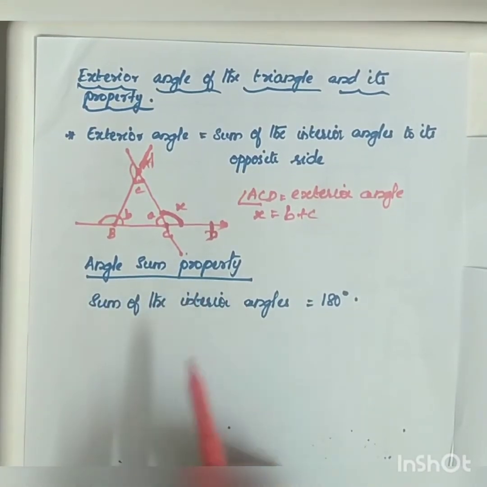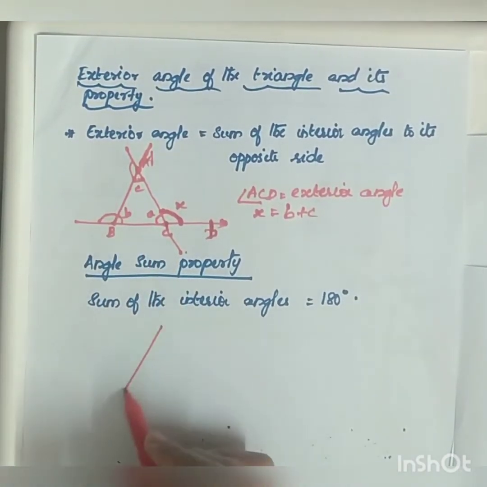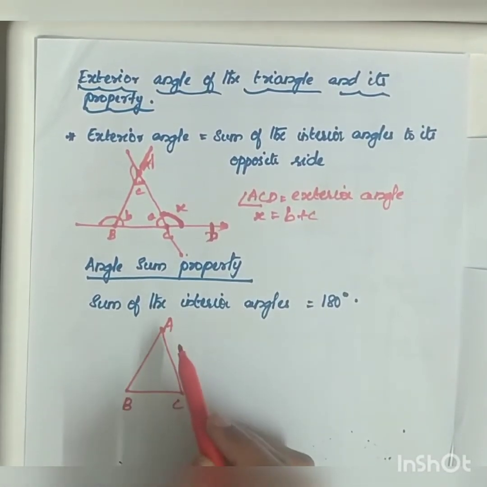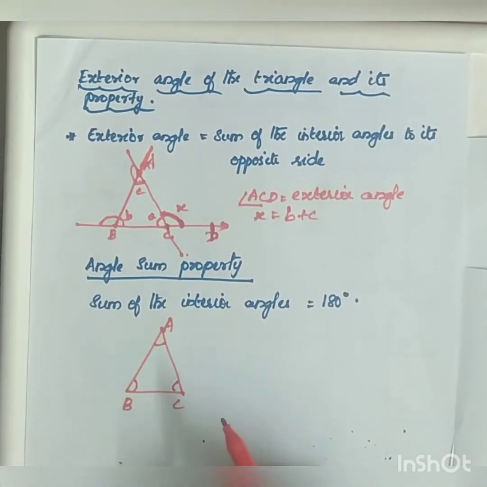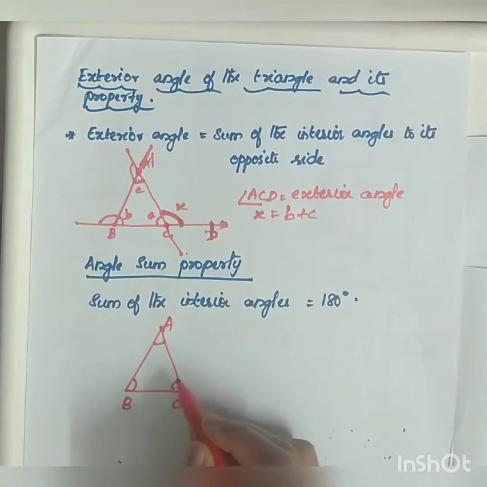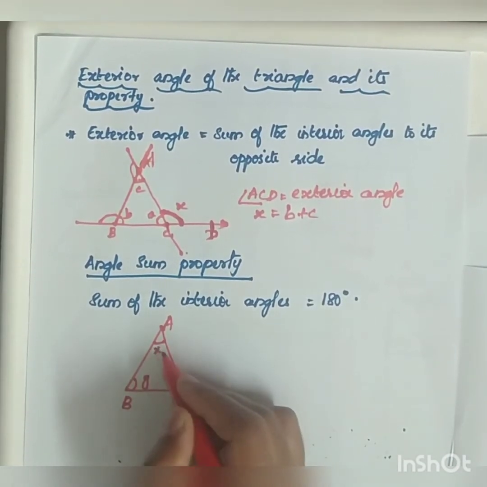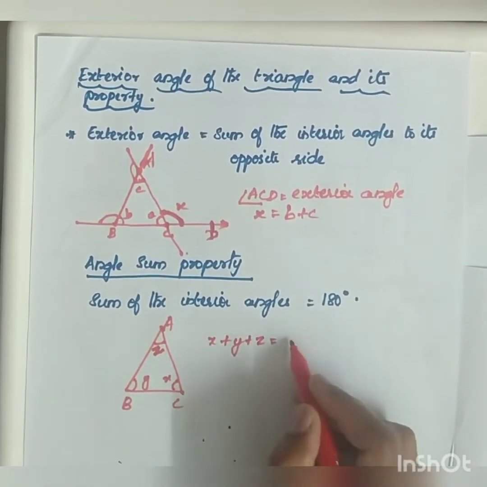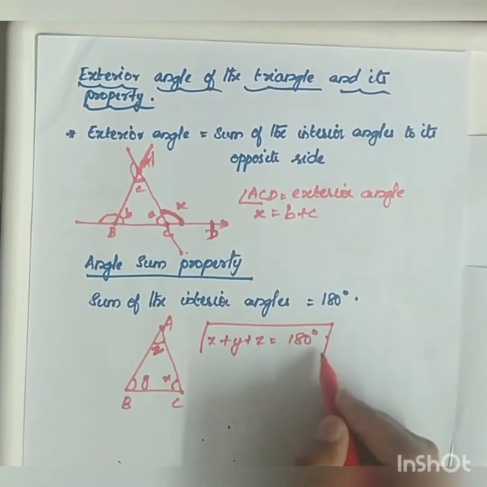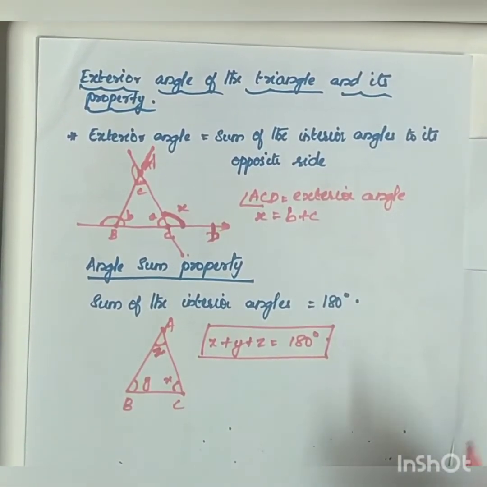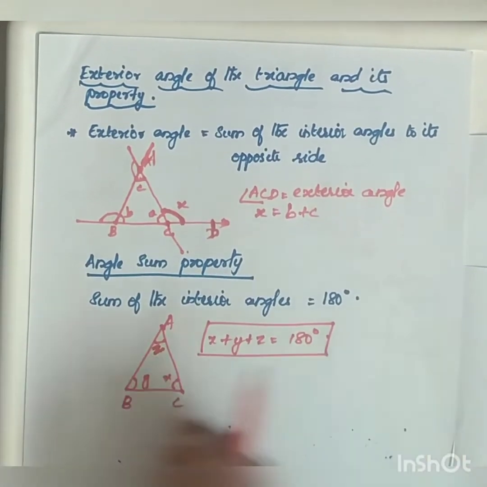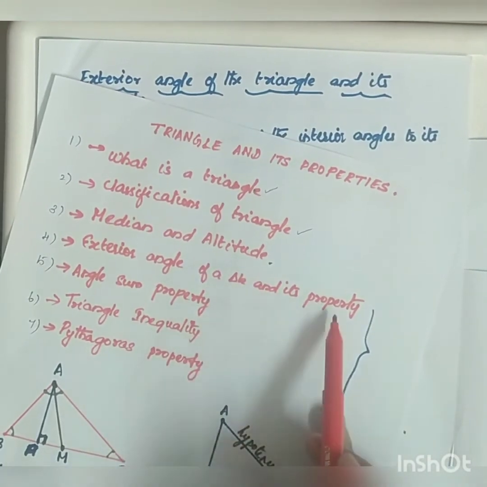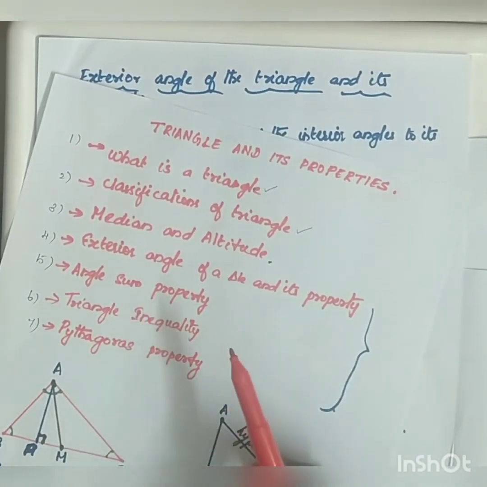Next one is the angle sum property. If we take the same example as above, a triangle ABC, the angle sum property states that the sum of the interior angles of the triangle will always be equal to 180 degrees. So if I take the interior angles as x, y and z, then x plus y plus z will always be equal to 180 degrees. This is called the angle sum property.